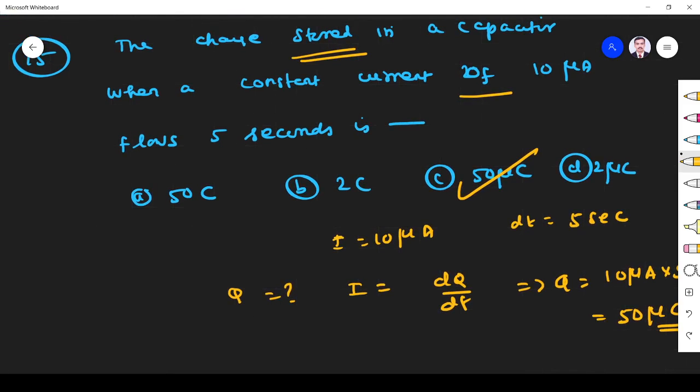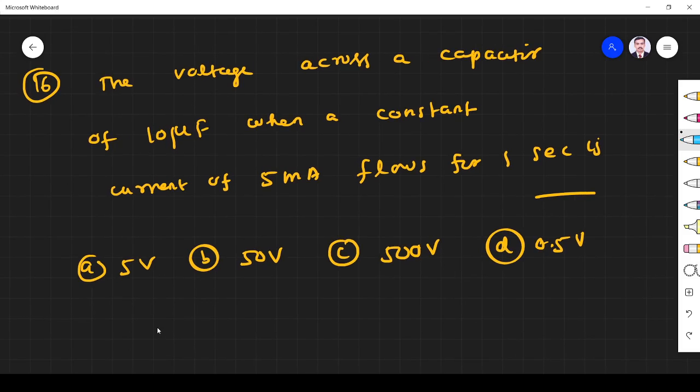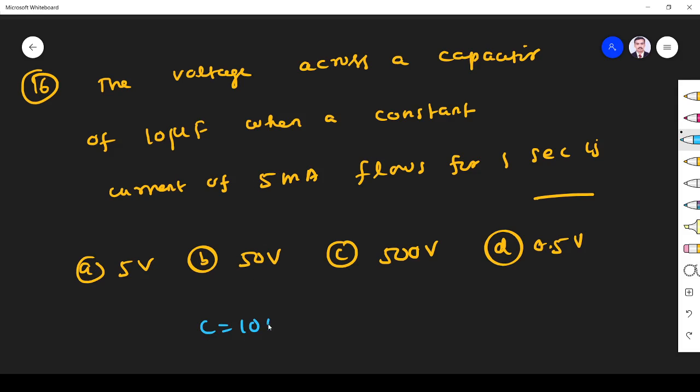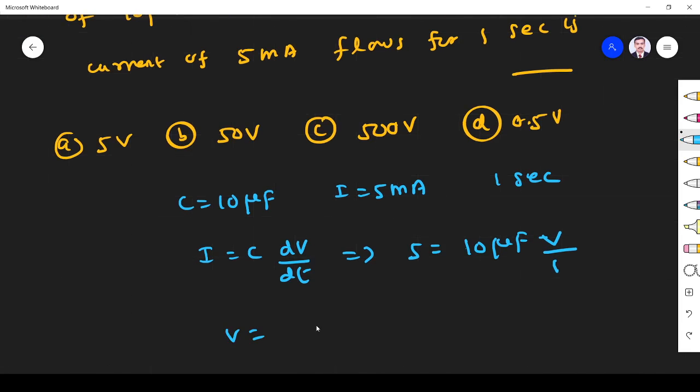Right? Okay. Next question is: the voltage across a capacitor of C equal to 10 microfarad, when a constant current of I equal to 5 milliampere flows in 1 second. So they are asking about voltage. In a capacitor we know I is equal to C dV by dt. I is constant, C is 10 microfarad, so dV is constant, so V by T is 1. This implies V is equal to 5 into 10 power minus 3, divided by 10 microfarad, which is 10 power minus 5, so that is equal to 500 volt. So option C is the right answer.